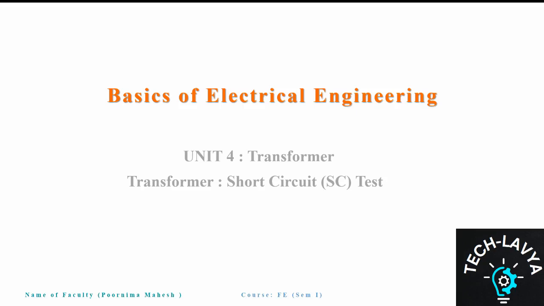The topic for today's lecture, students, is the short circuit test of transformer. That is also known as SC test. Now, in the last lecture, we discussed the open circuit test, and we know that the open circuit test is used to find out the core loss, and the short circuit test is performed in order to measure the copper loss.